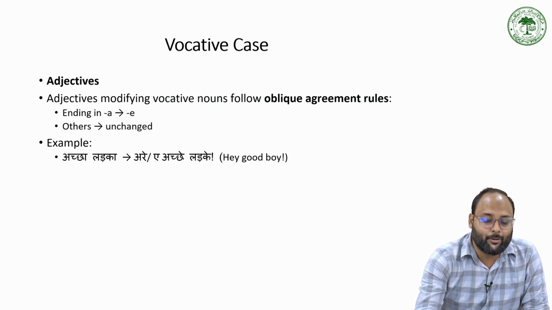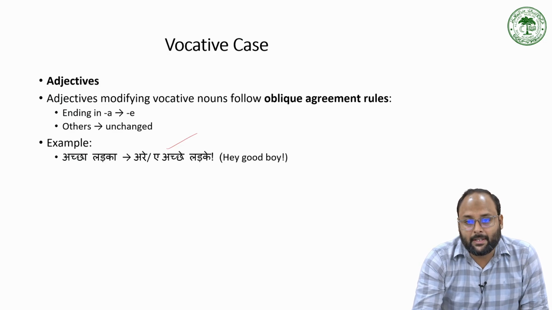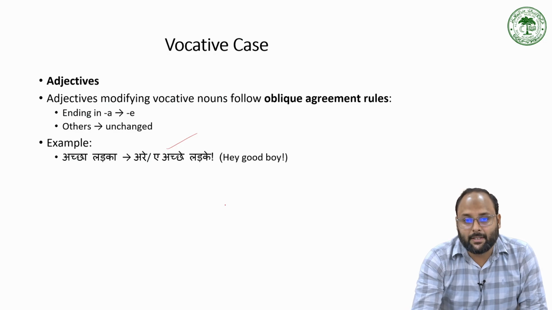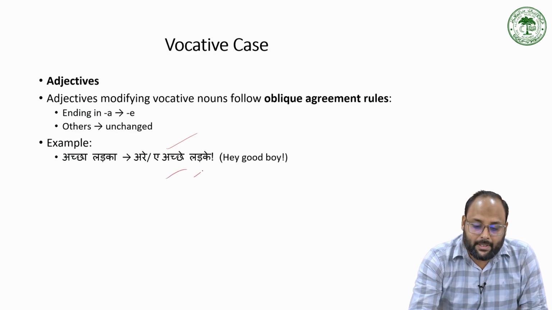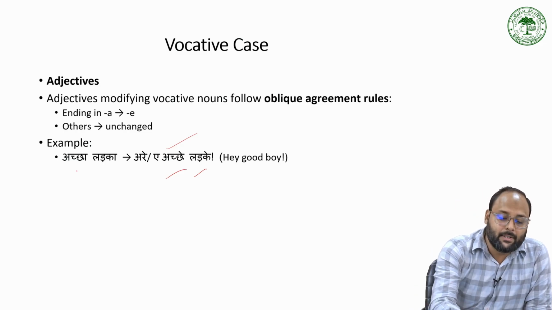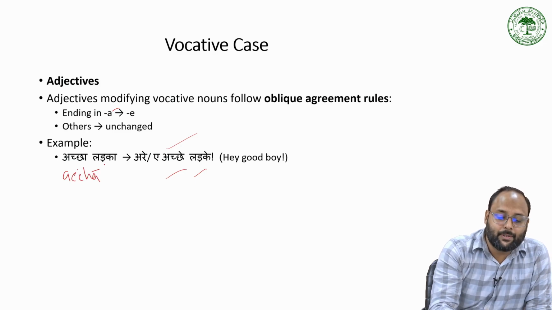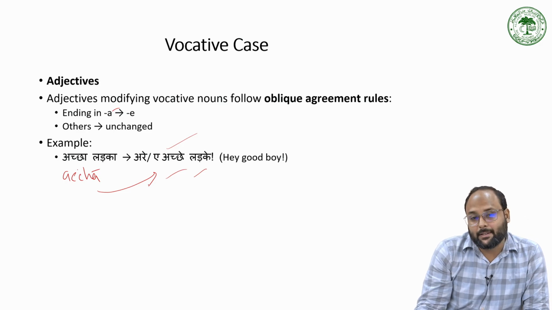We have already discussed that in the oblique case, but now the same thing in the vocative case. For singular, we say 'ऐ अच्छे लड़के'. When we say it for plural, it will be 'ऐ अच्छे लड़कों'. We are not saying 'ऐ अच्छा लड़का'. We are saying 'ऐ अच्छे लड़के'. So there is a change in both adjective and noun. When the adjective ends with the 'a' suffix, like 'अच्छा', it will be replaced by 'अच्छे', 'ऐ अच्छे लड़के'.